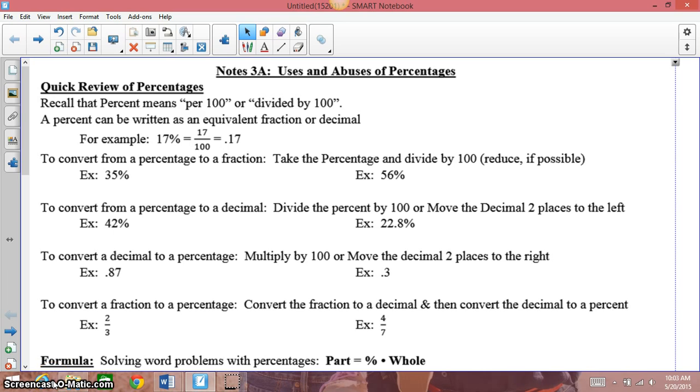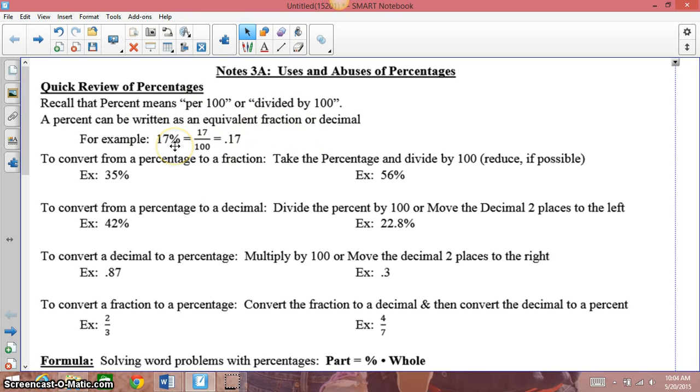So notes 3A, the uses and abuses of percentages. Since this is a longer section, it may take 2 videos to hit the highlights, but I'll do my best to get it as condensed as possible. The first piece here, looking at a quick review of percentages, remember percent just means per 100 or divided by 100. A percent can be written as a fraction or a decimal.